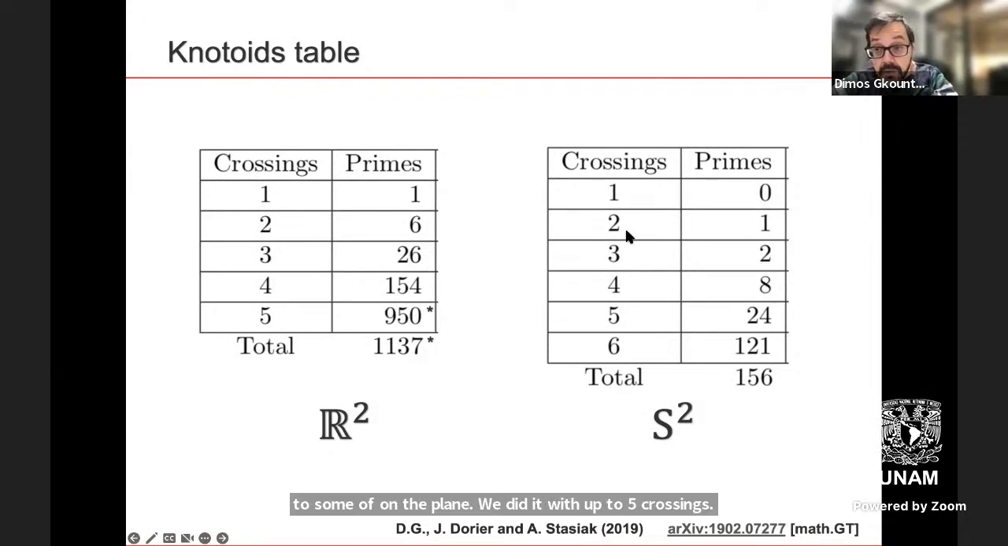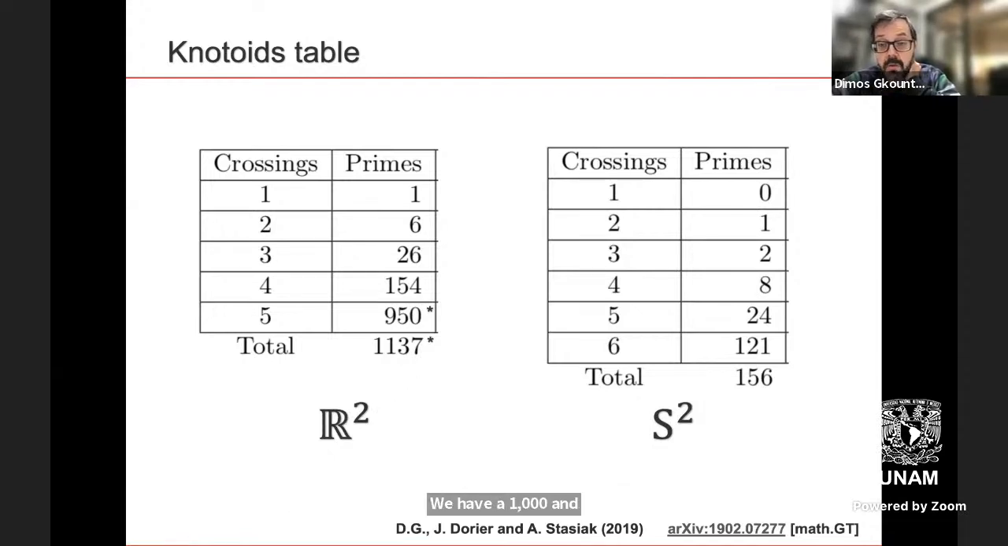The classification of natoids on the sphere is complete for up to 6 crossings. We see that we have a total of 156 natoids. And you can see how much more rich is the situation on the plane. We have 1,137 different natoids on the plane. Think about now how much richer that is. For knots, we have one knot with 3 crossings, one knot with 4 crossings, 2 knots with 5 crossings, and 3 knots with 6 crossings. So the information that we get about the topology of these open-ended structures is a lot richer.